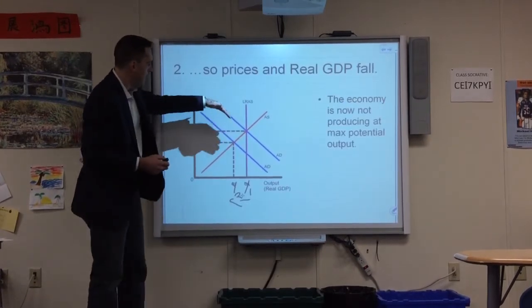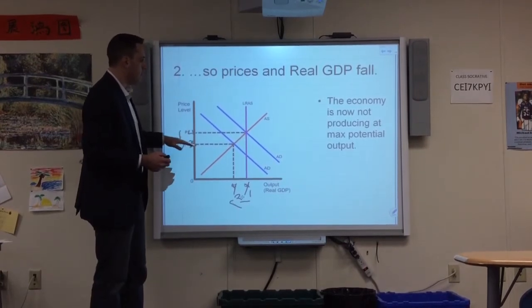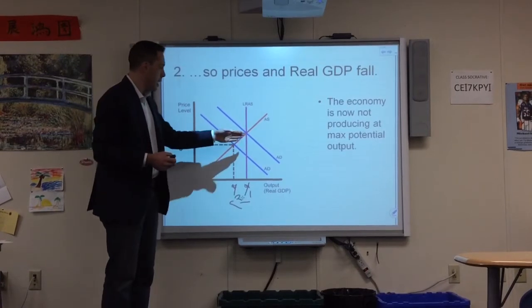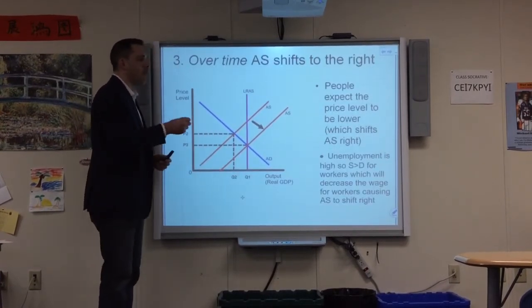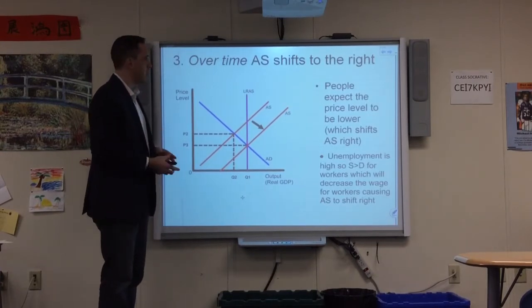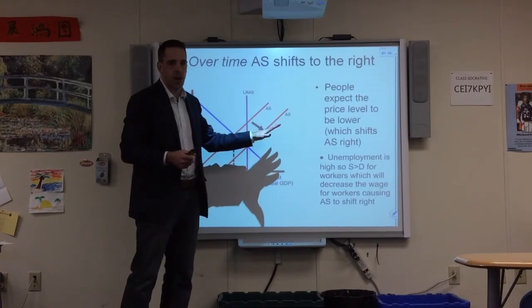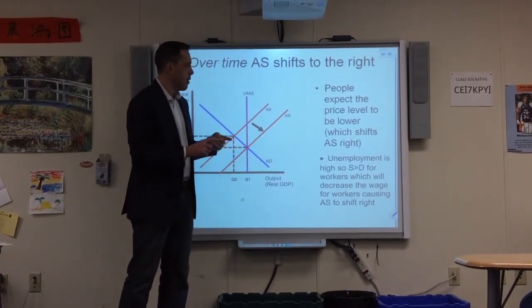Aggregate demand shifts to the left. Real GDP and price levels fall. The economy is no longer producing at max output. They are producing below max output. But over time, and this is where it's really important, over time, aggregate supply is going to shift to the right. This happens for two reasons, and this is where flexible wages come in.